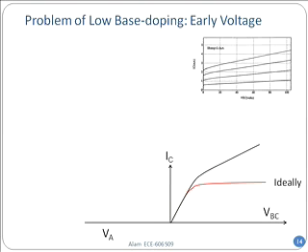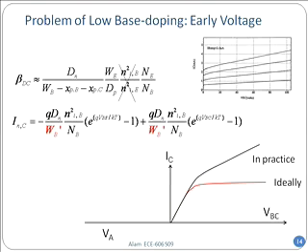Now, how bad is it? How will you know how bad it is? Well, this is how to do it. As I have just told you, the collector current will depend on WB and WB prime, and WB prime depends on VBC, because that's the remaining depletion width. That's what we are talking about. Now, let's see how bad it is.